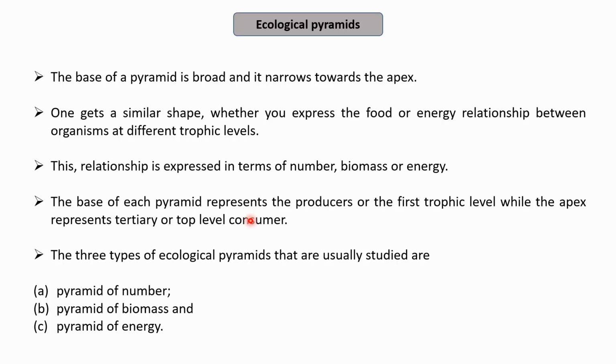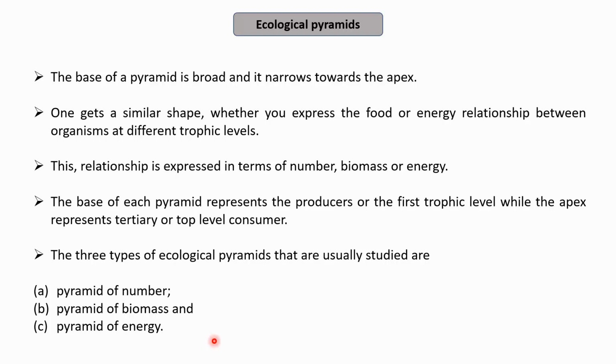Since the relationship between organisms at different trophic levels can be expressed in terms of number, biomass, or energy, there are usually three types of ecological pyramids that are studied. The first is the pyramid of number, the second is the pyramid of biomass, and the third is the pyramid of energy. The pyramid of number is very easy to understand: it tells us about the number of organisms present at each trophic level.